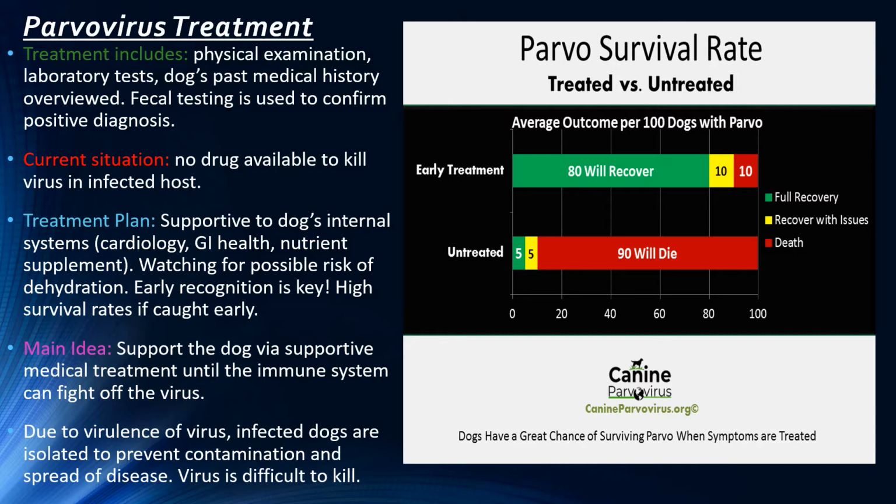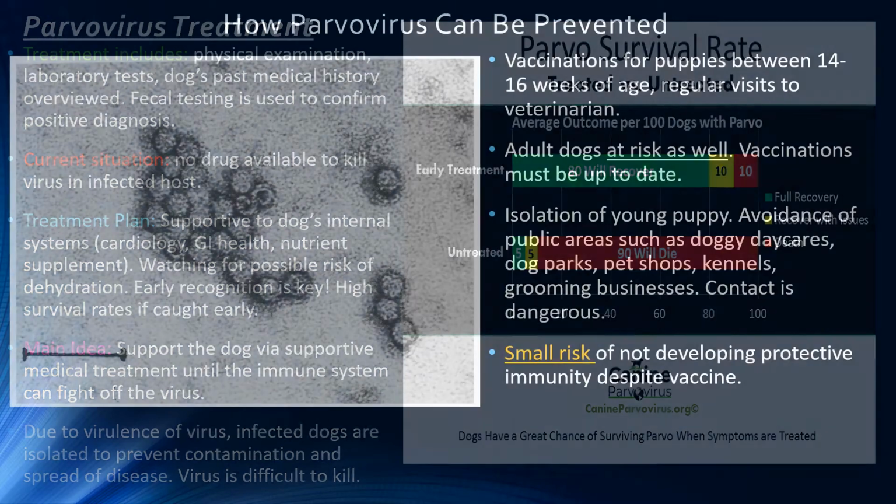If our dog does get infected, for whatever reason, we try to support it as best we can with fluids and nutrients. However, we try to support the dog's immune system as much as we can so that it can fight off the infection on its own.